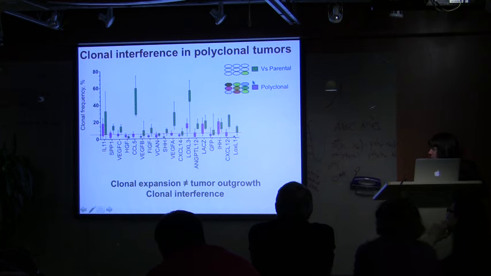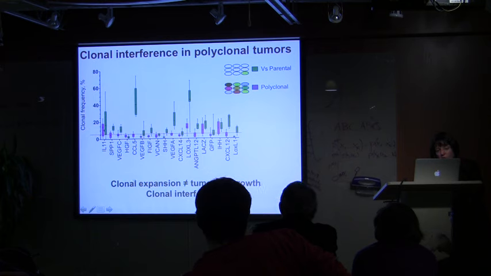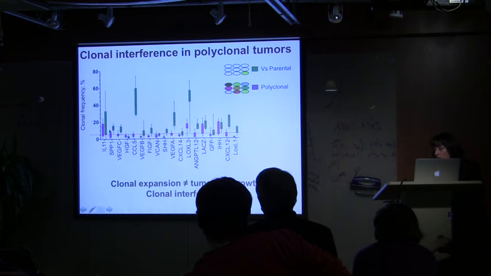But when we put them into polyclonal tumors, meaning like 20 different clones in one tumor, then they were suppressed. So none of them was able to outcompete the other. So that shows that there are two points. And if you look at IL-11, IL-11 was not a really good clonal competitor, but it was able to drive the growth of the tumor.